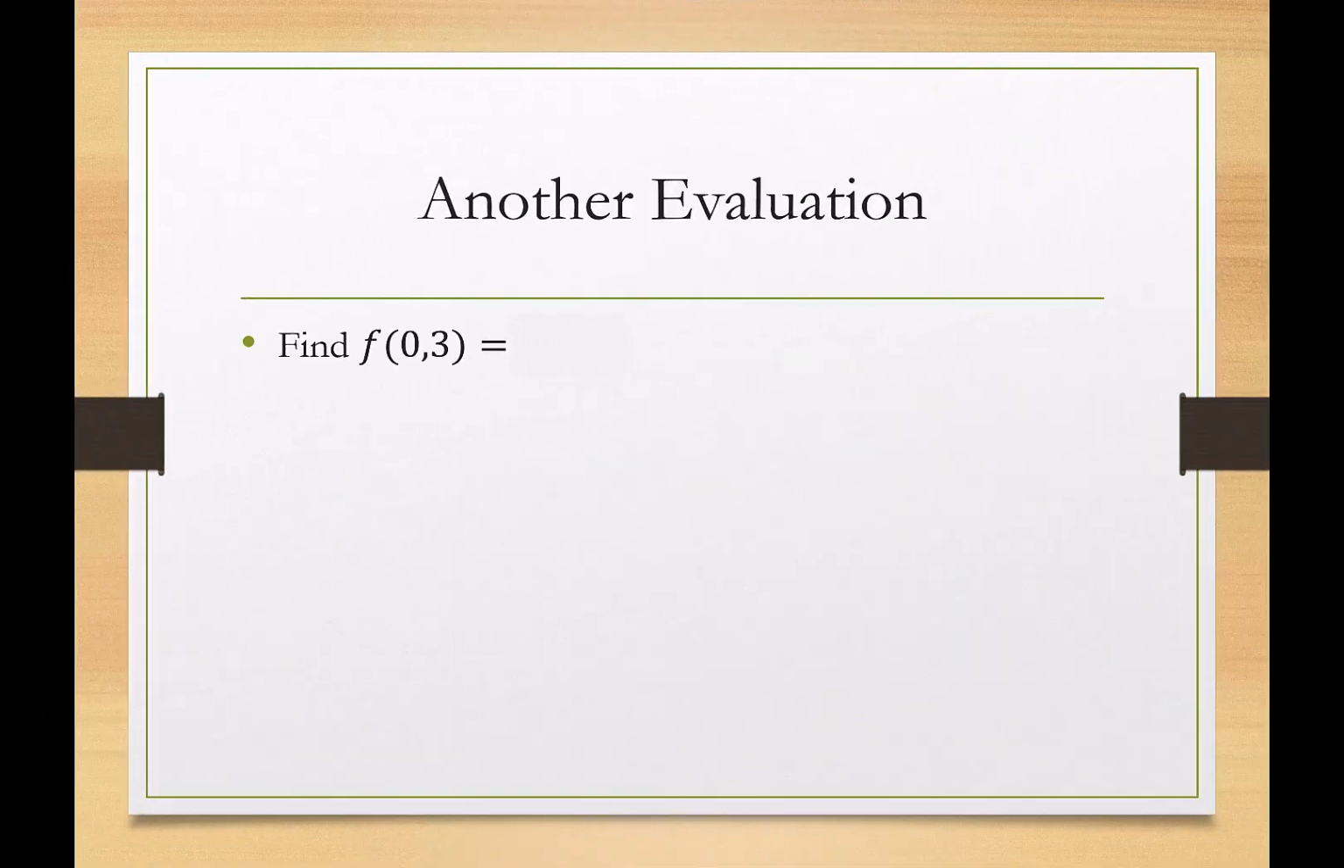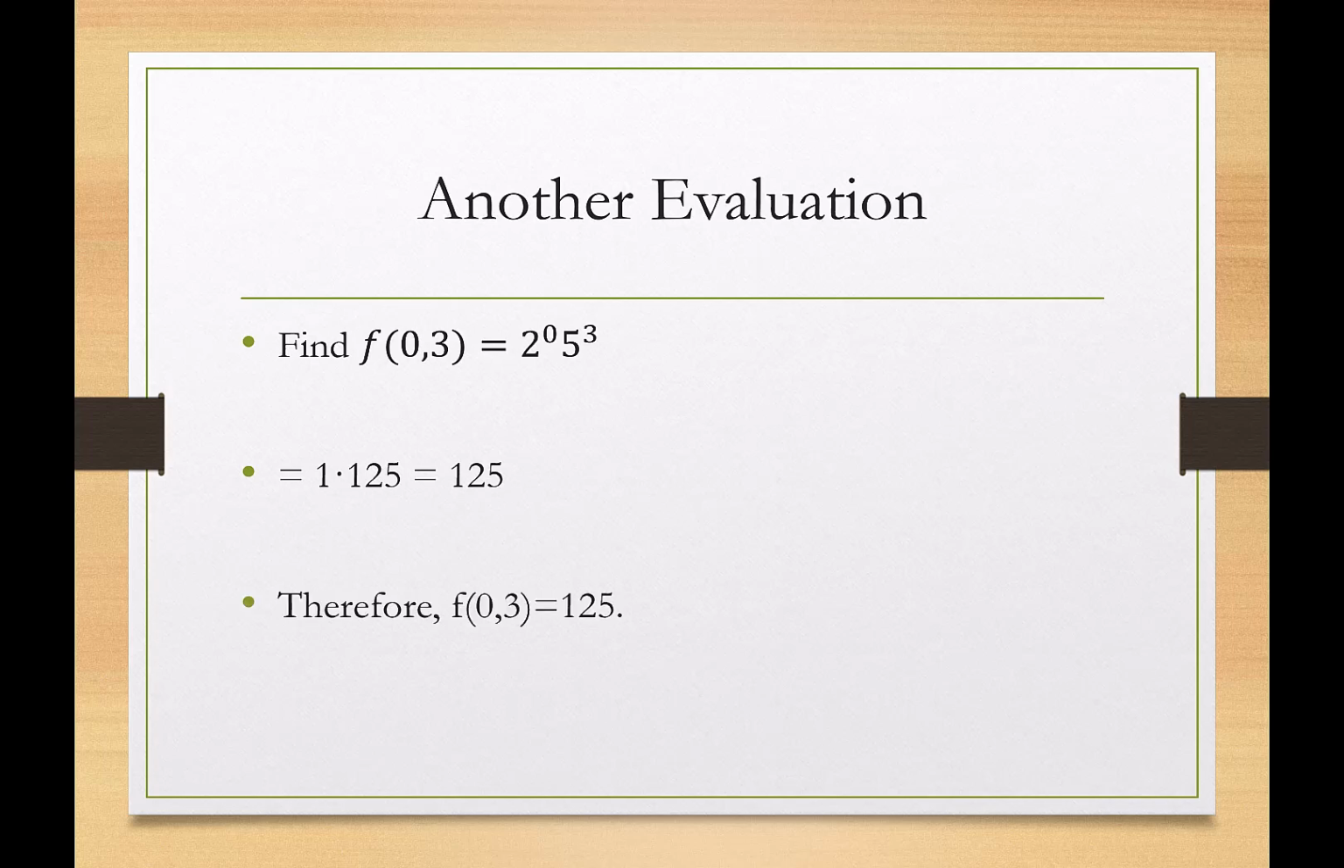Because we're going from whole numbers to whole numbers, it is okay for one of our numbers to be 0, like f of 0, 3 would be 2 to the 0 times 5 cubed. Here, 2 to the 0 is 1, 5 cubed is 125, which says f of 0, 3 is 125.